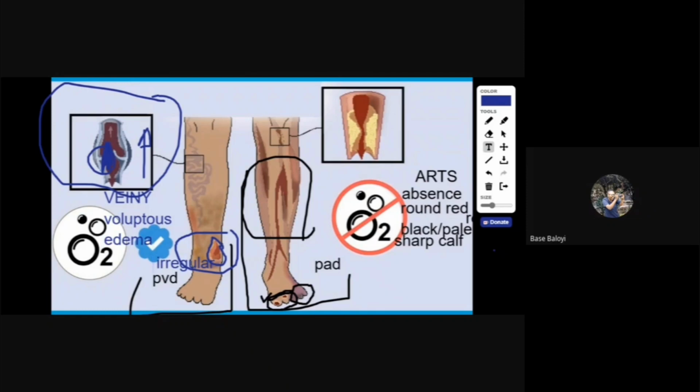The N is for no sharp pain. They are not going to feel any sharp pain because they do not have any oxygenation problems. Remember, in peripheral artery disease, they are feeling pain because there's not enough oxygen to the peripheries, right?